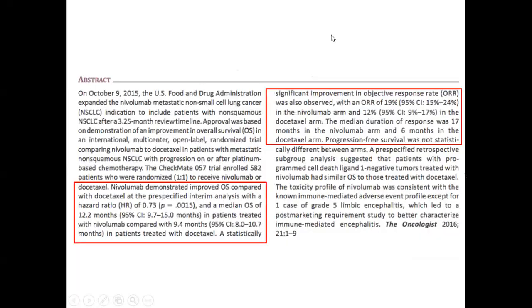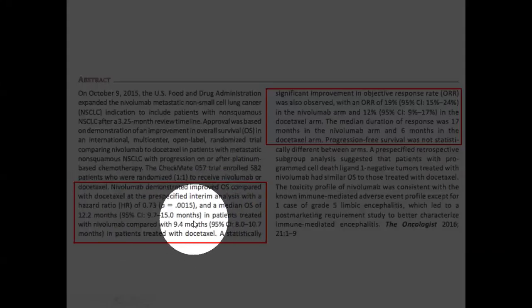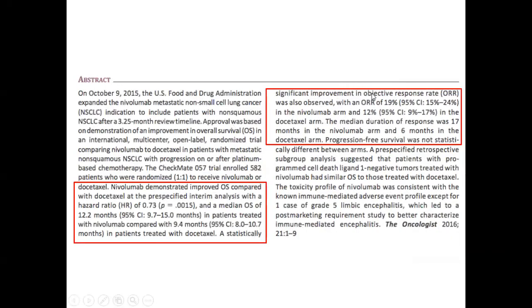So the drug got approved for a response rate benefit and overall survival benefit: overall survival 12.2 months median versus 9.4 months, response rate 19% versus 12% in patients who are PD-L1 1% positive. The drug got approved in the second line setting.